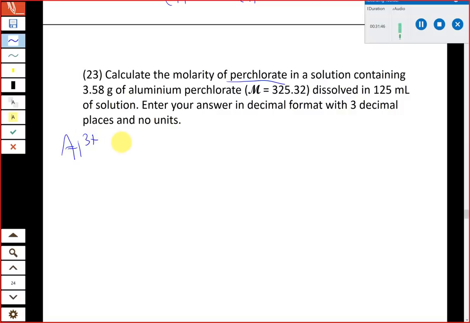And then the anion perchlorate, we have to also remember this formula. We saw a different chlorate yesterday. Perchlorate is ClO4-. So the correct formula for this compound is Al with 3 perchlorates to balance the charge, Al(ClO4)3. All right, and then what we're looking for in this problem is the molarity of perchlorate, the molarity of ClO4-.